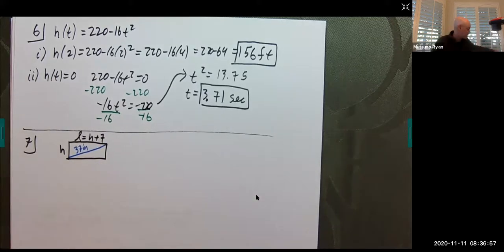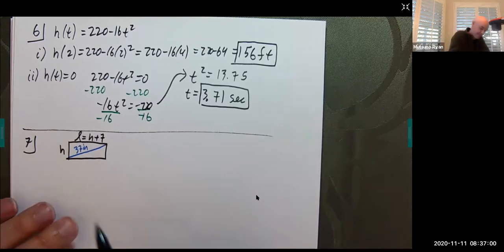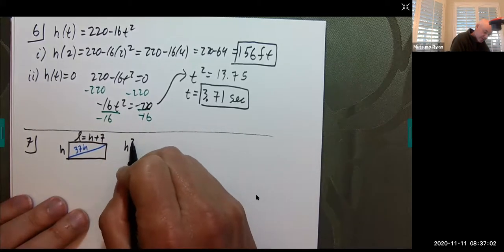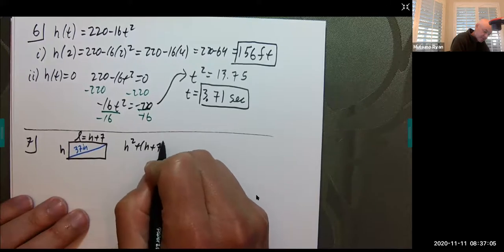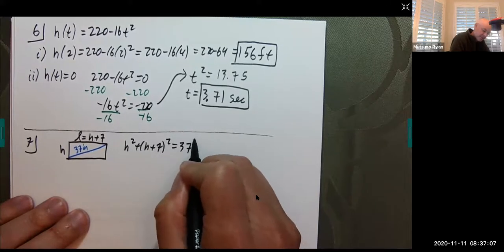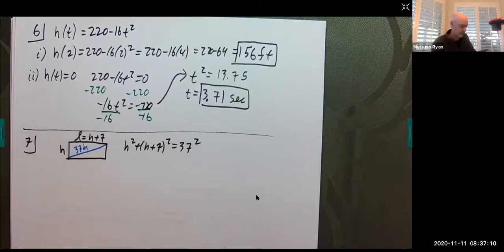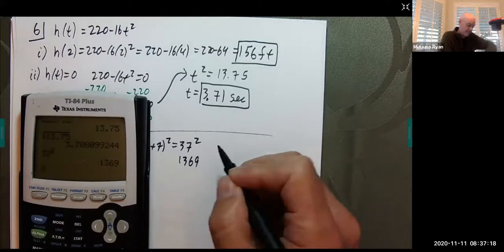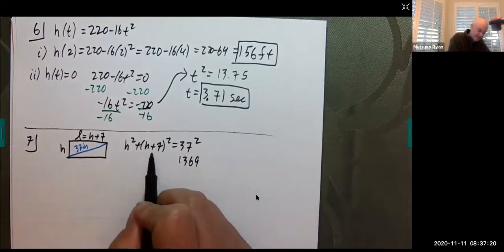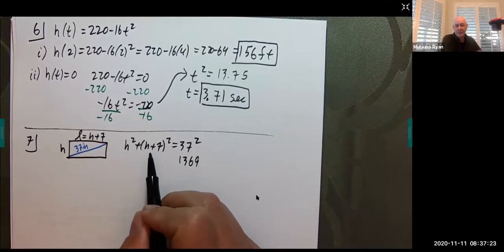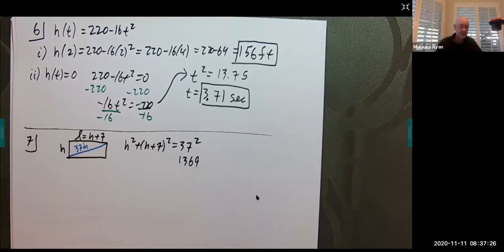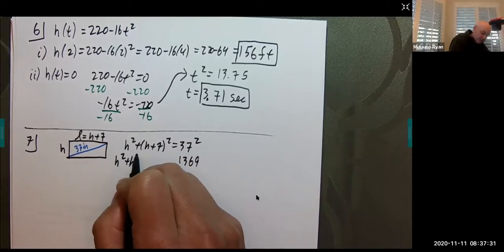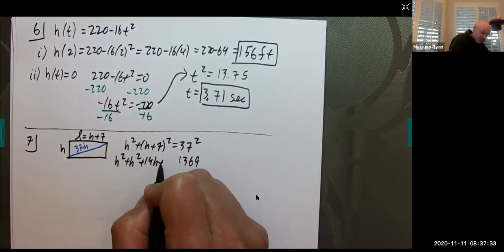Then we're going to have to use the Pythagorean Theorem. That's going to be h squared plus (h plus 7) squared equals 37 squared. 37 squared is 1369. Now, when I square this binomial, I have to use the formula, or you can FOIL it out, meaning (h plus 7) times (h plus 7). Either way, you're going to end up with h squared plus 14h plus 49.